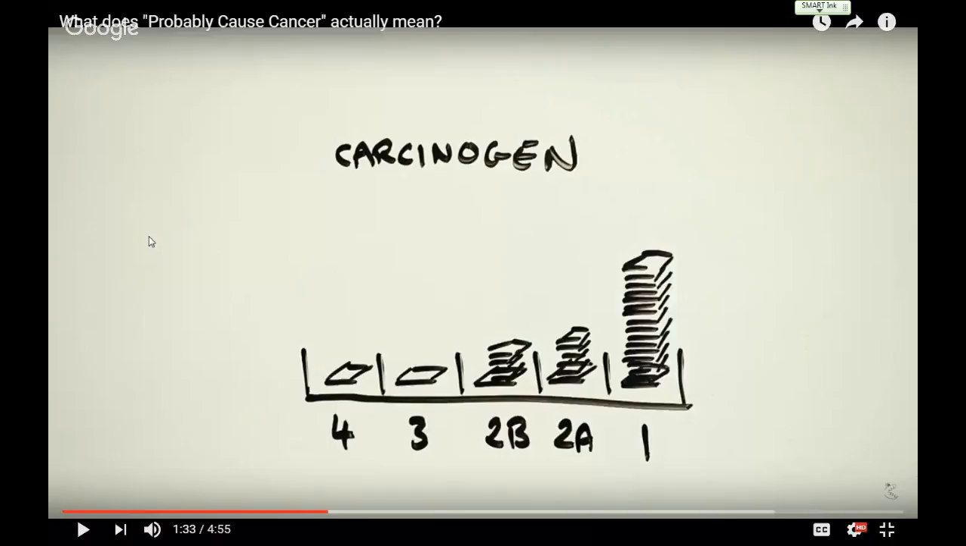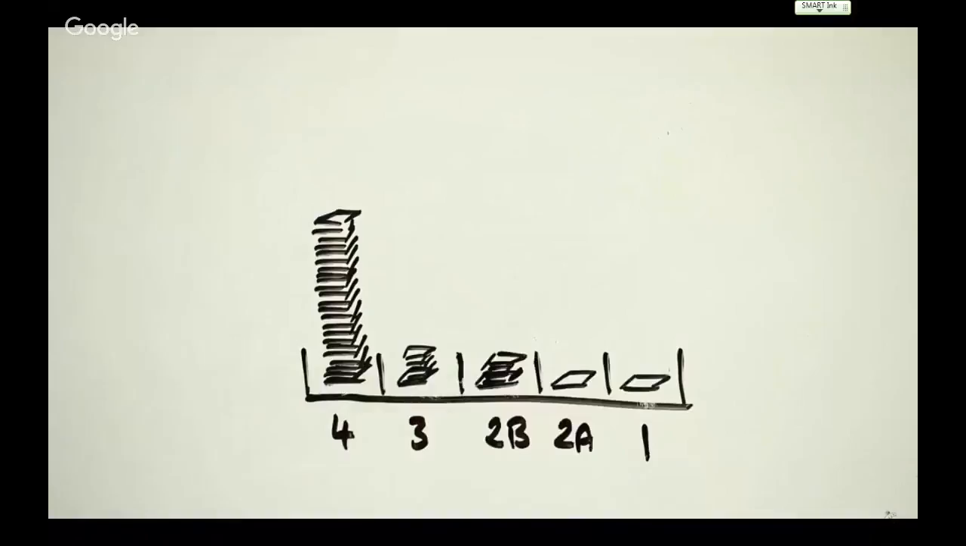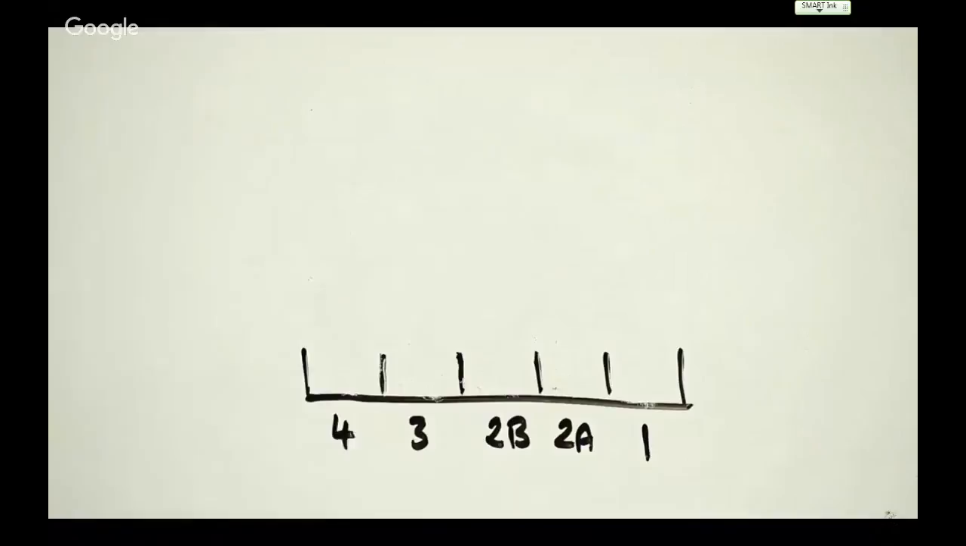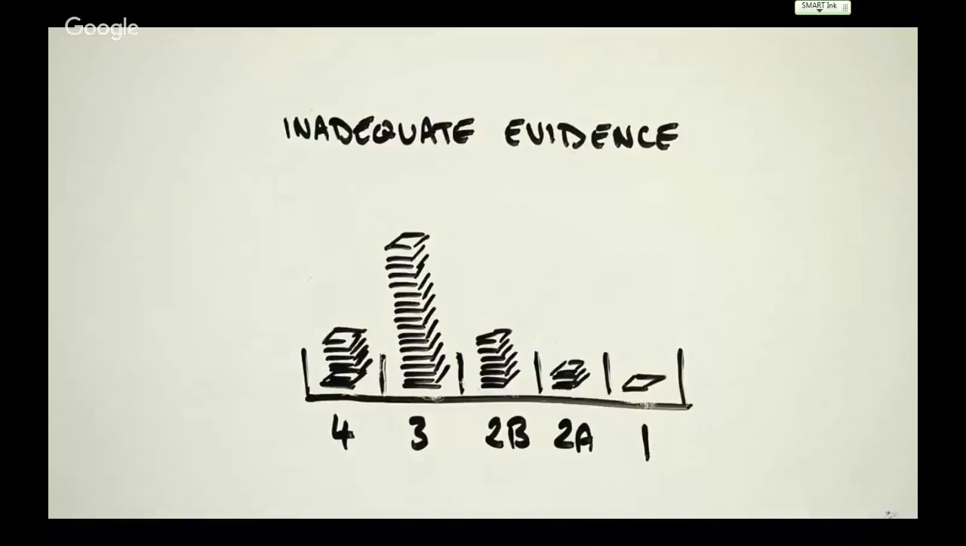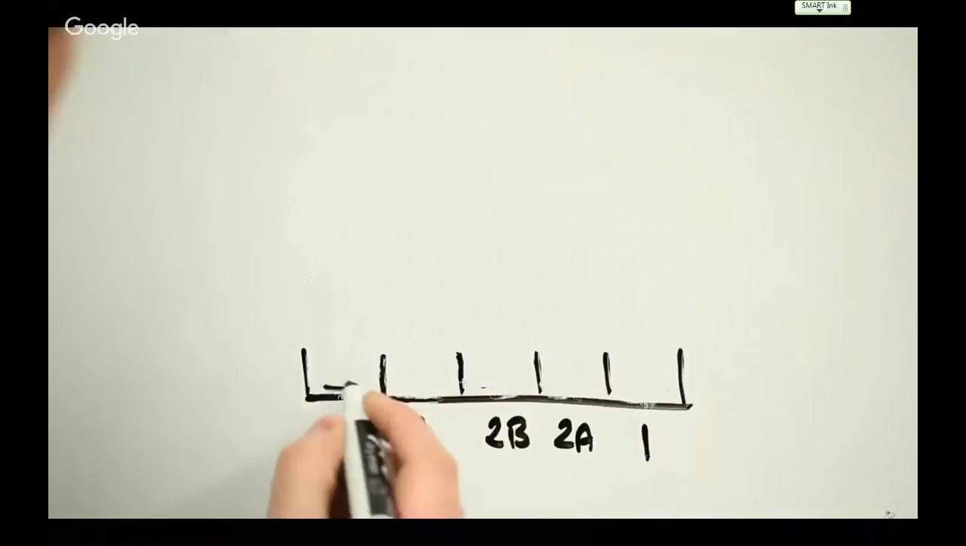At the other end of the spectrum, there's group four. This is where they put the stuff where the balance of evidence suggests that they don't cause cancer. Just above this is group three. Here you'll find substances where there just isn't enough evidence to indicate that they are carcinogenic. And then there's group two. Group two is the tricky one. These are the substances where there are hints that they might cause cancer, but the data aren't conclusive.